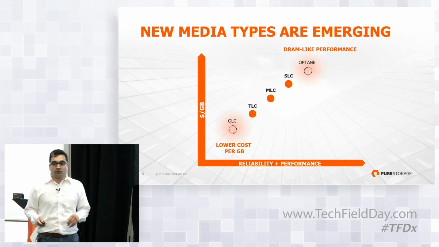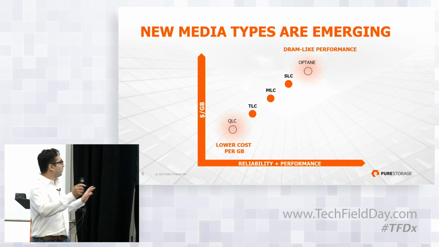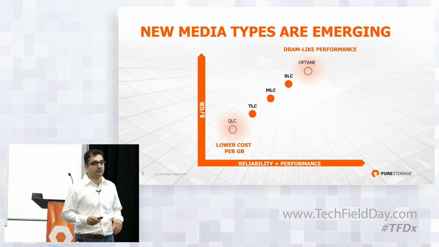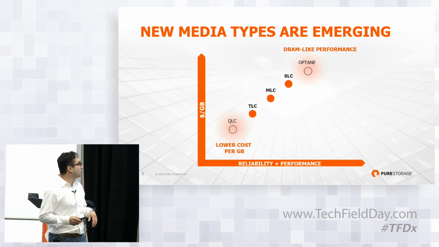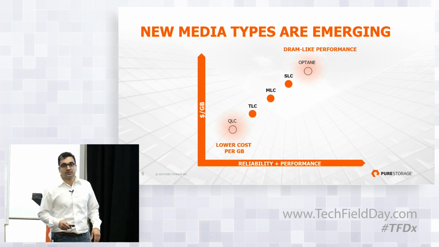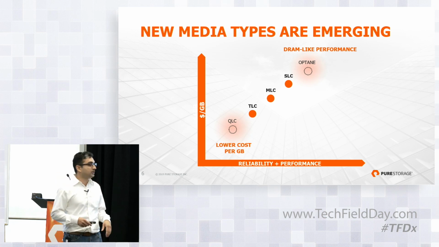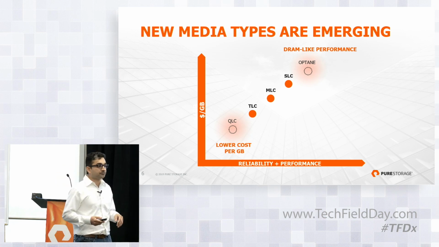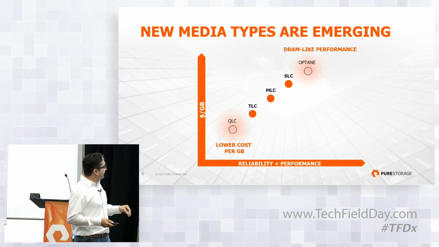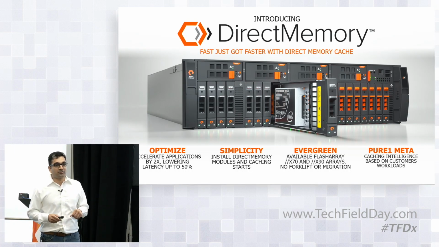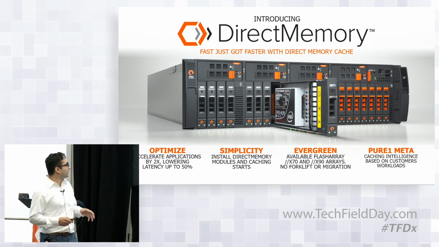New media types are evolving. On both sides of the spectrum, with Optane or storage class memory, we have the opportunity to break barriers on the performance end of the spectrum. On the other side, with QLC NAND, we have the option to break economic barriers for our customers with lower cost per gigabyte. With that, I'm going to lead into the first announcement we have today, which is DirectMemory technology.